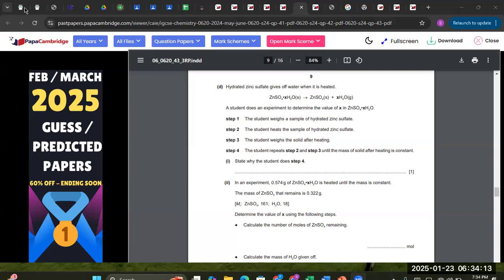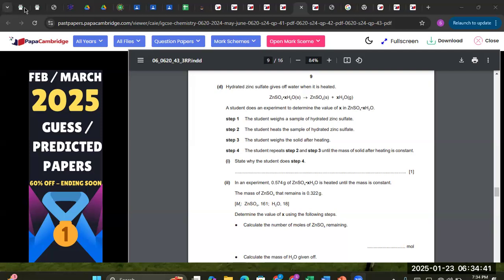To find the moles, it would be mass upon molecular mass. So, 0.322 divided by 161. And so what will be the answer? 0.002. Good. Fine.